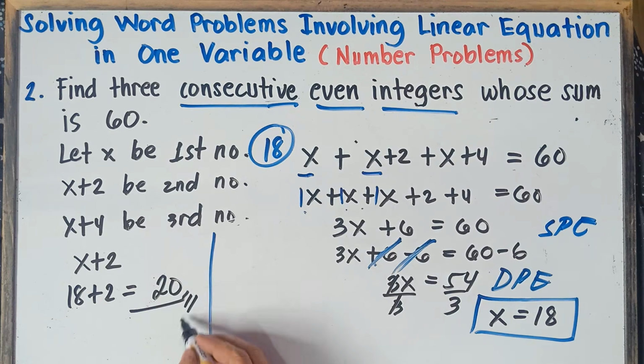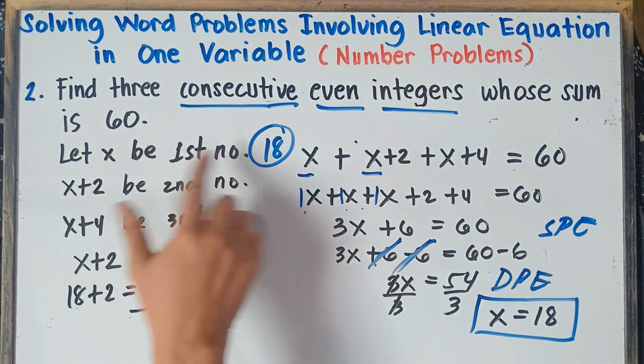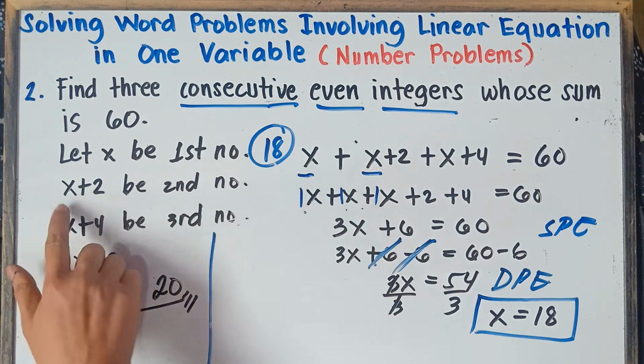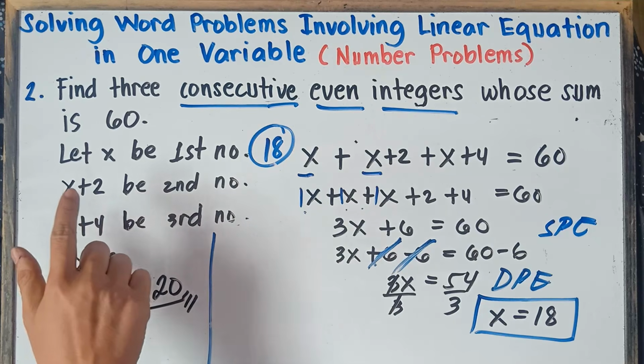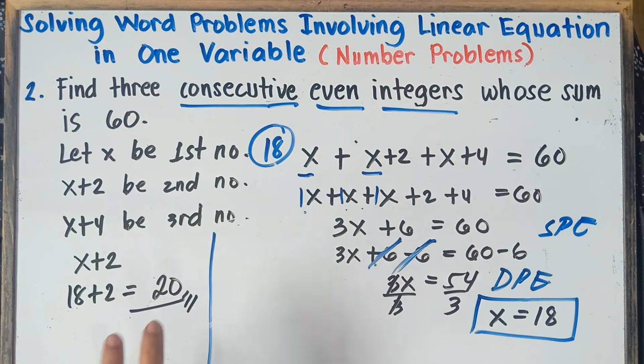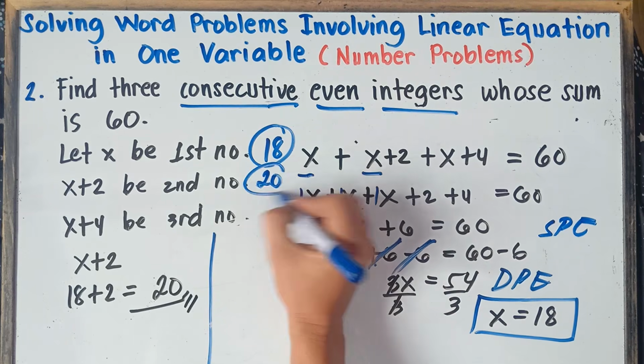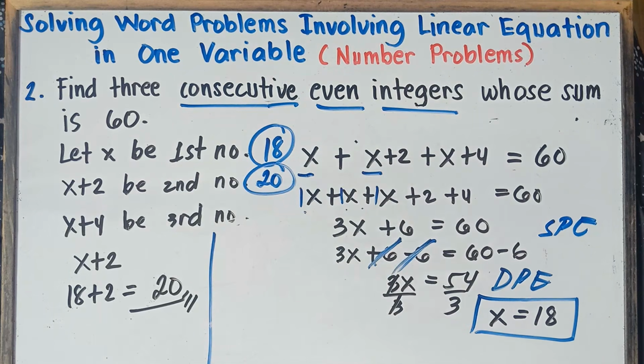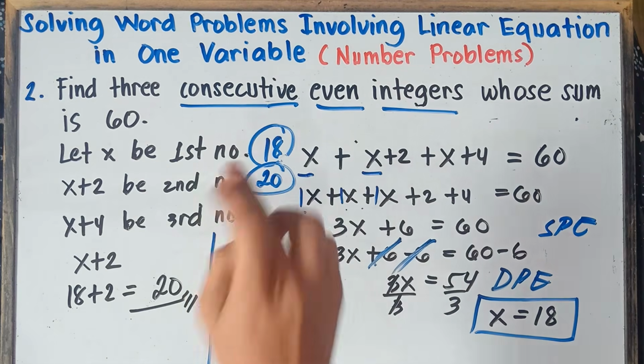Alright, so our second number is 20. Once again, class, our first number is 18. And then our expression for the second number is x plus 2. Simply substitute the value of x, that would be 18. So 18 plus 2 would be 20. And this will be our second number, 20. Therefore, class, our third number should be 22. 18, 20, and then 22.